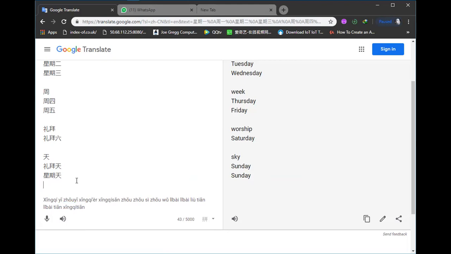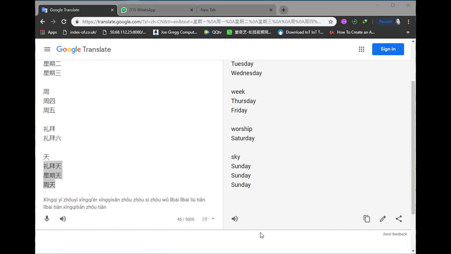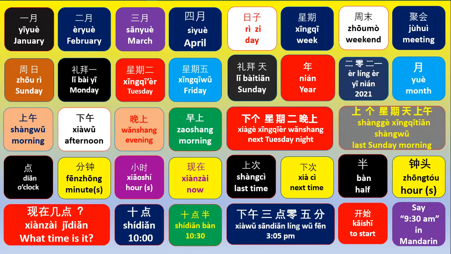周天. Very good. 周天 is also Sunday. So you see we have Sunday, Sunday, Sunday. Here we have 礼拜天, 星期天, and 周天. Okay, nicely done. So we're done with the use of numbers. Let's come back to the PowerPoint slide now. We're just showing you how quickly you can do that with Google.